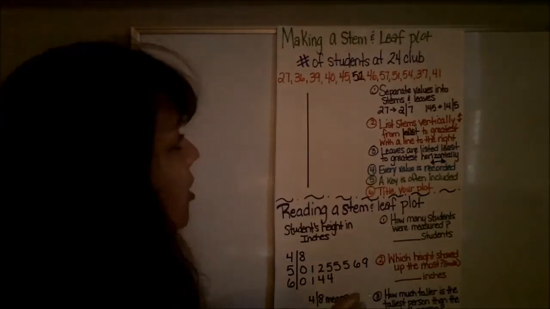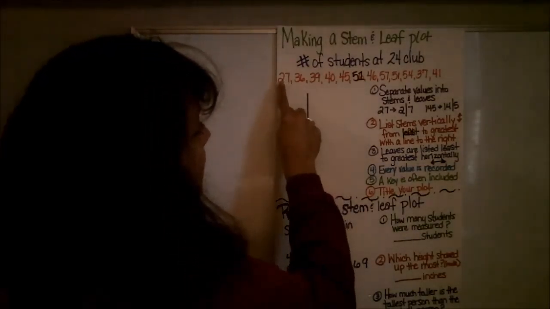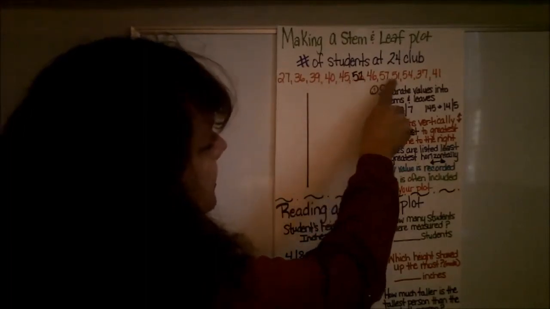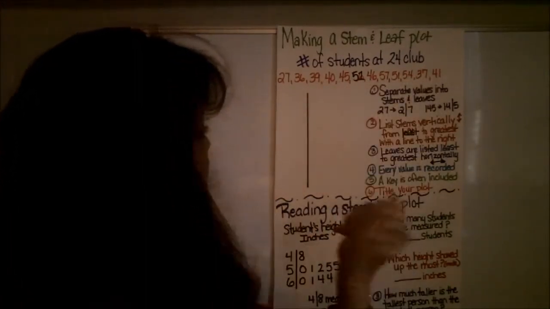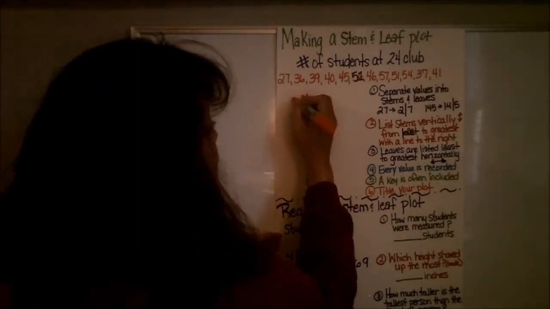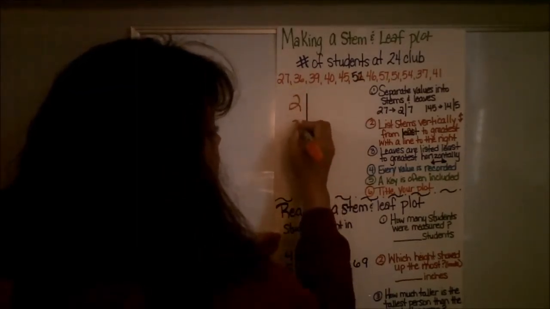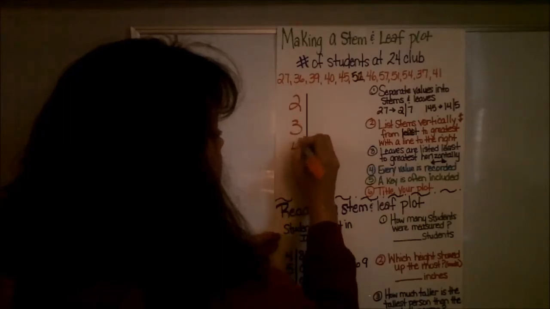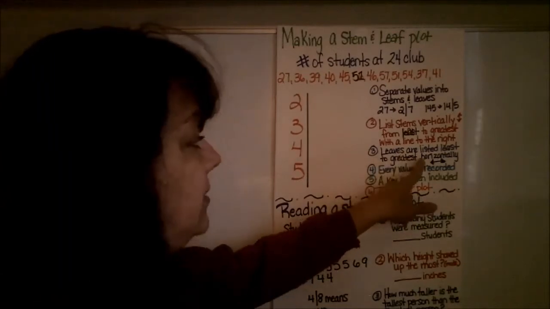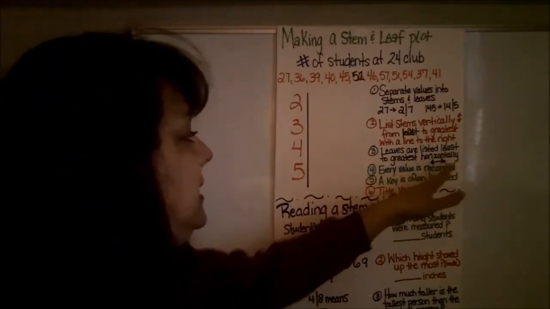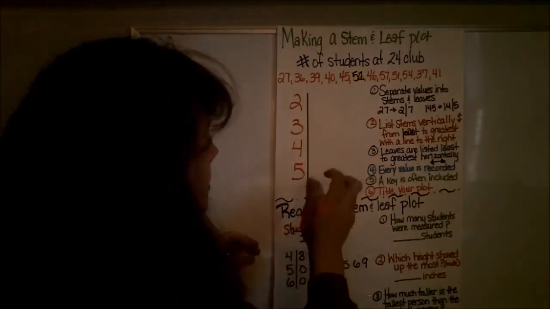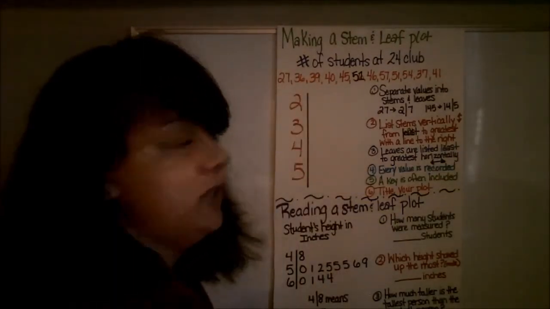Okay, so our stems, we can see we've got 20s, 30s, 40s, 50s, and that's it. So we're going to go from least to greatest: 20s, 30s, 40s, and 50s. Then your leaves are listed from least to greatest horizontally. So let's look at our 20s first.